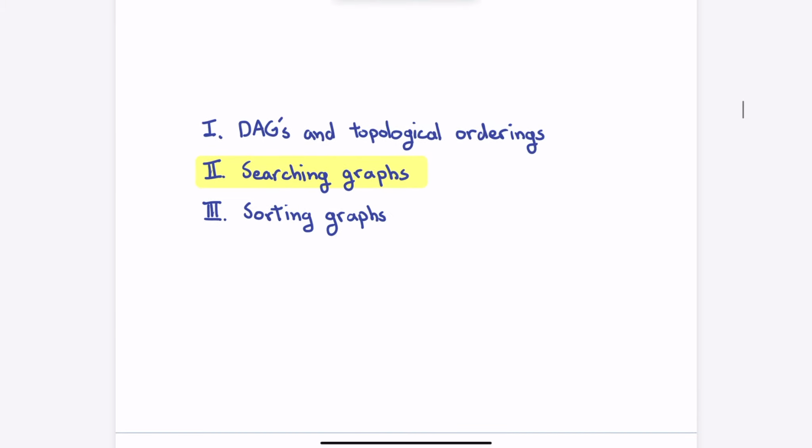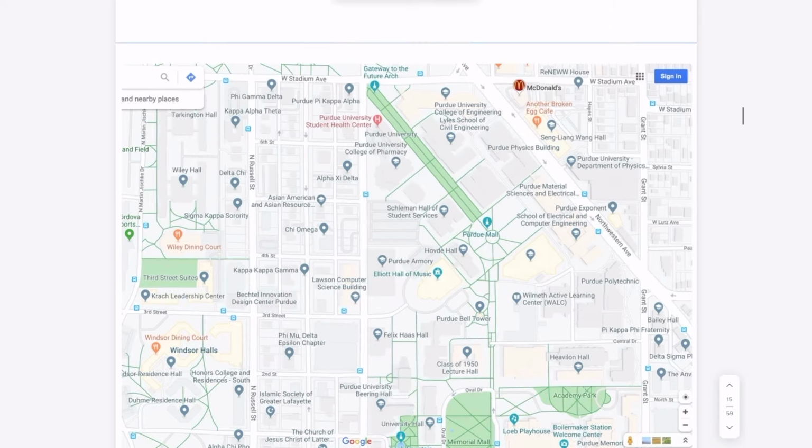Now, so much for topological ordering. Now we'll talk a little bit about searching graphs. Any questions? No questions, great.